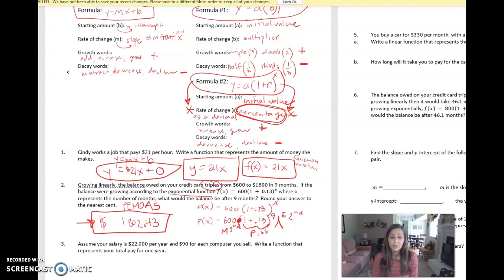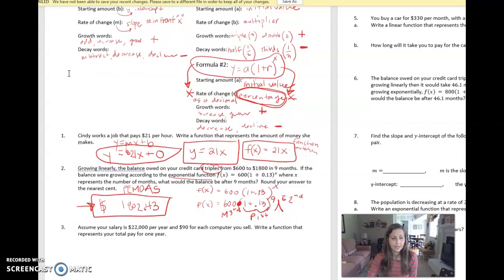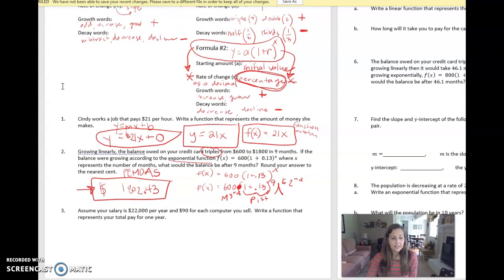So again, the first thing you do is parentheses. The second thing you do is exponents. And the third and final thing is to multiply by 600. Okay? Let's do the last one.